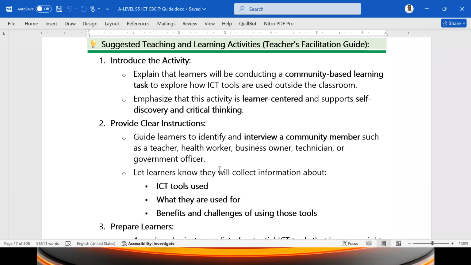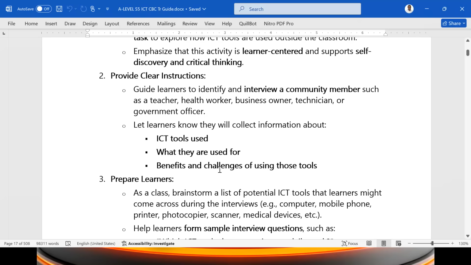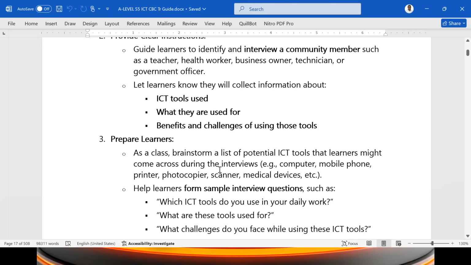Provide clear instructions. Guide learners to identify and interview a community member, such as a teacher, a health worker, a business owner, a technician, or a government official. Let learners know they will collect information about ICT tools used, what they are used for, and the benefits and challenges of using those tools. So prepare the learners.